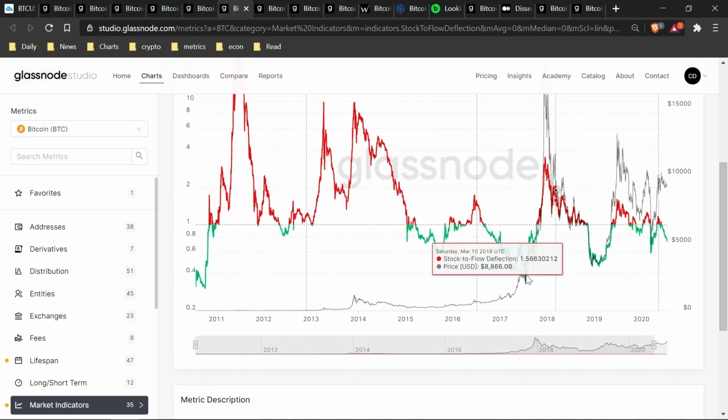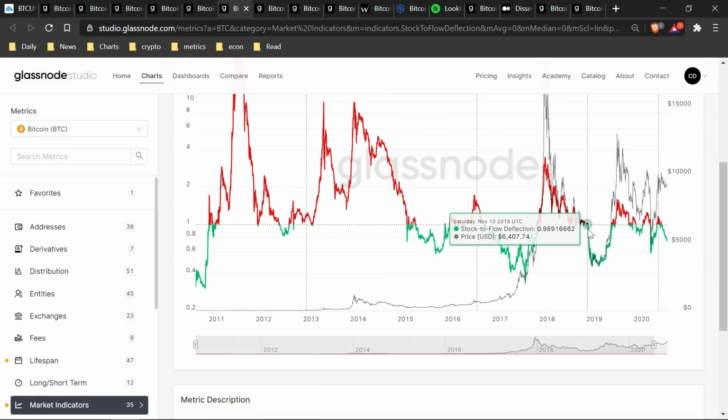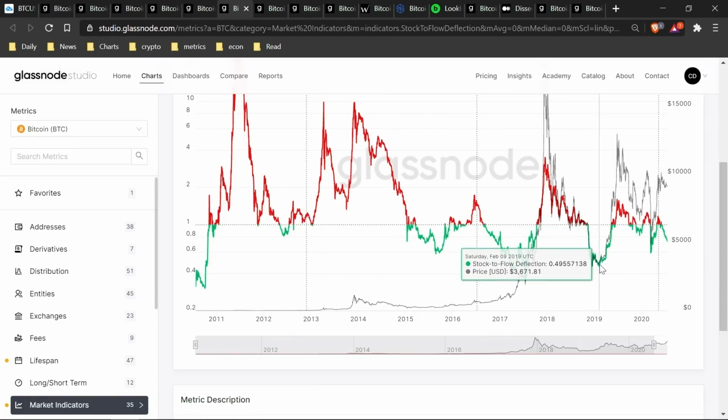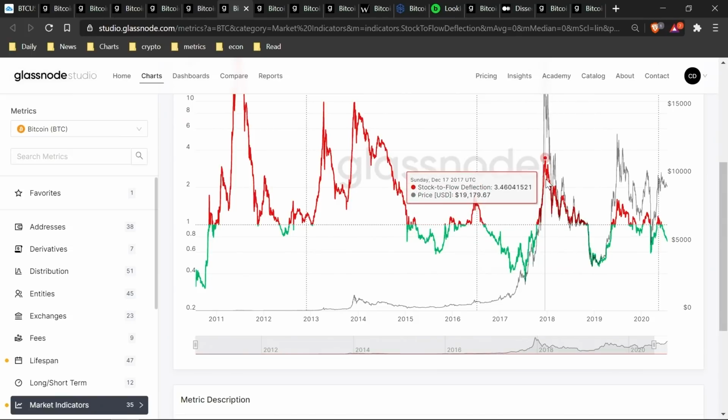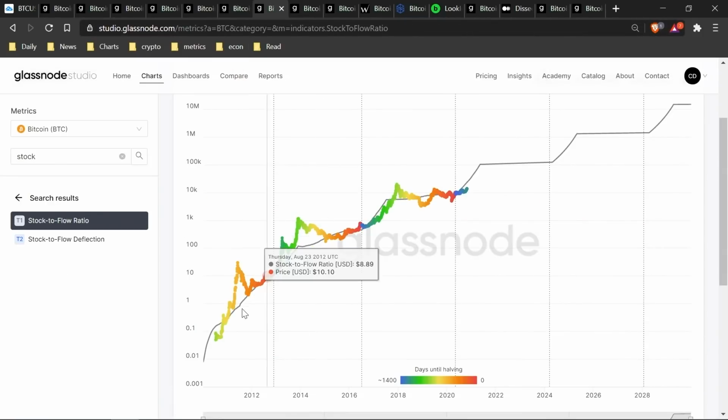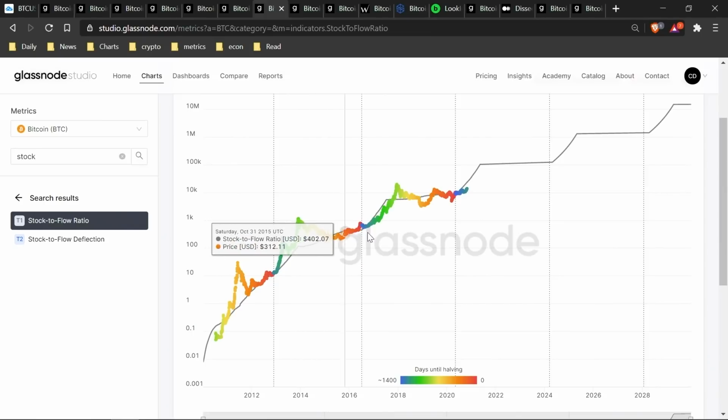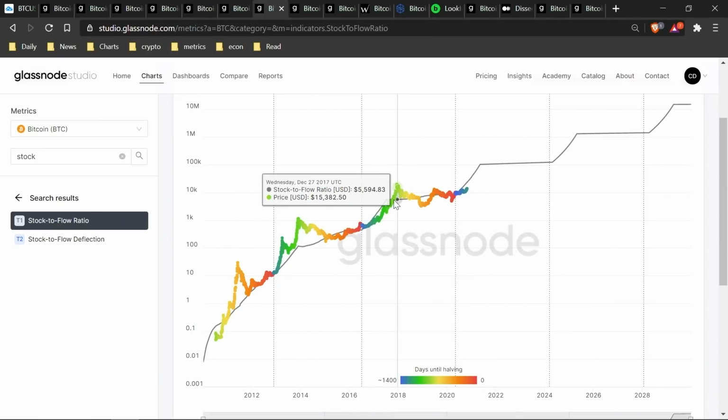And again, you can line this up on the price chart and see that when we get into this green zone, that means that we are underperforming the stock to flow model. And when we're in the red zone, that means we're getting ahead of that. So again, if we look at the stock to flow ratio, you can see price is not an exact science. It doesn't exactly stick to this, but when it gets way ahead of itself, that's when you know it's potentially overvalued, and when it gets below that line, it means it's potentially undervalued.